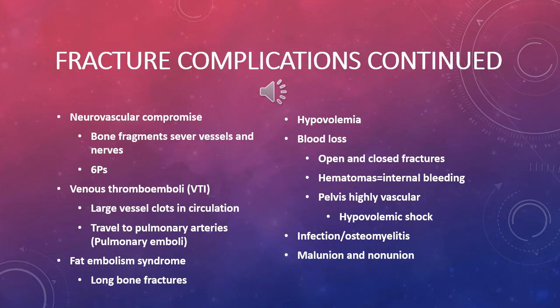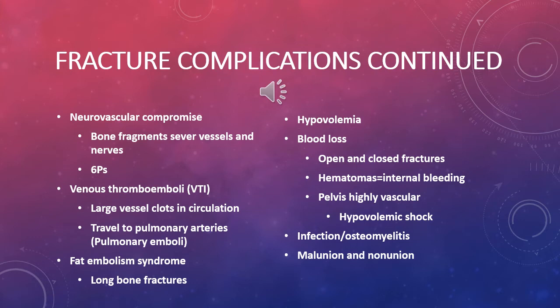When this happens, the emboli clog the pulmonary vasculature, and it stops the normal gas exchange and impedes oxygenation, and that can lead to respiratory failure or death. Signs and symptoms of a PE include dyspnea, tachycardia, abnormal breath sounds, pleuritic chest pain, cyanosis, anxiety, and altered mental status. Another major complication is fat embolism syndrome.